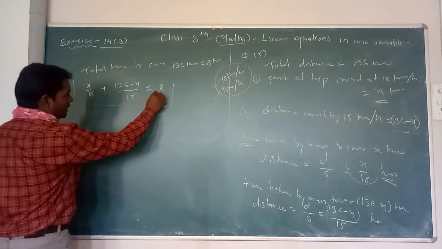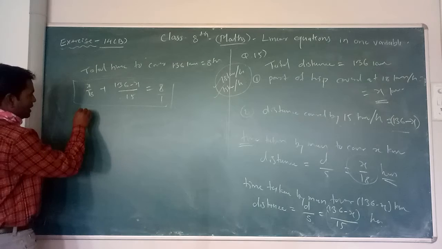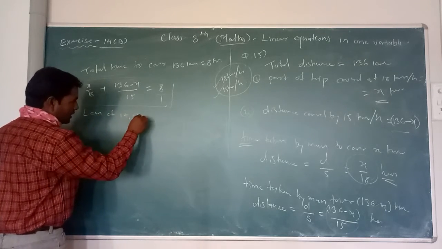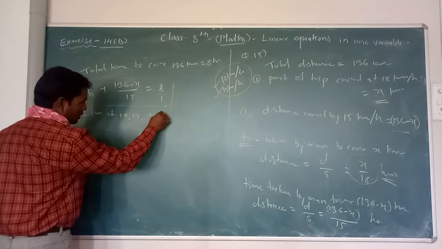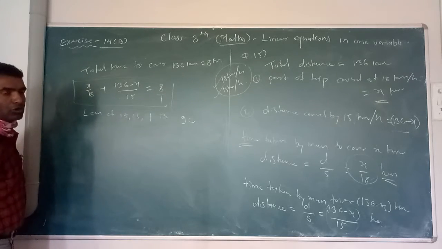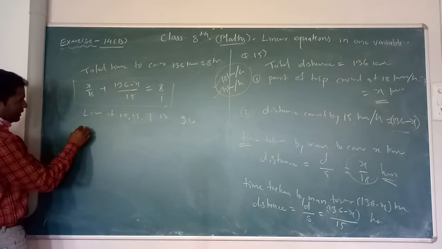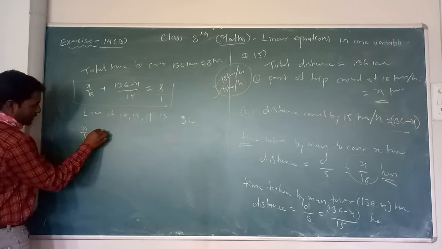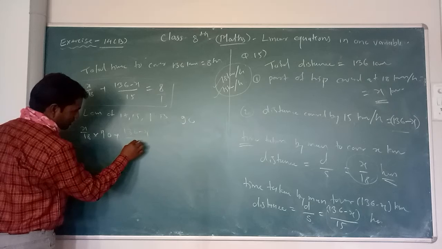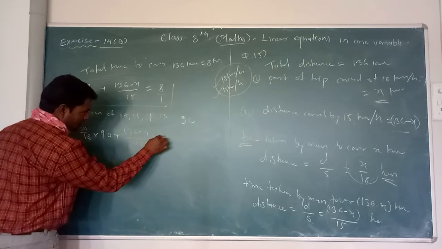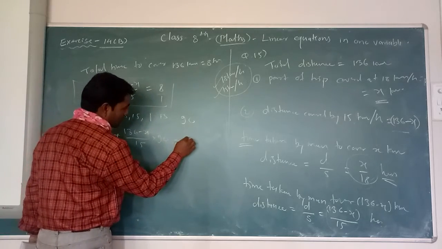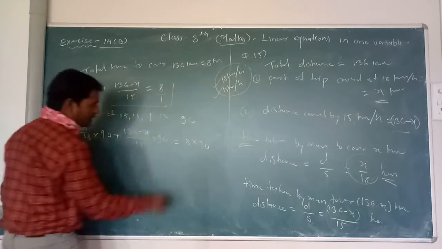Now 18 and 15, and at the denominator suppose there is a 1. So LCM of 18, 15 and 1 is 90, because 90 is divisible by 18 and 15 both. Therefore, we will multiply by 90. x upon 18 into 90 plus 136 minus x upon 15 into 90 is equal to 8 multiplied by 90.